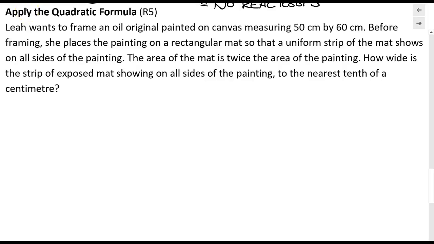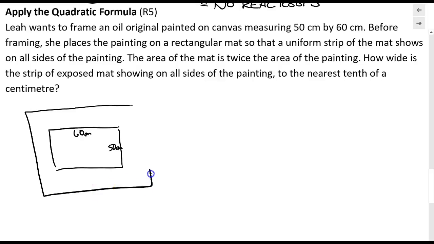R5 is kind of integrated into all of our lessons here, so we're going to apply it again. Leah wants to frame an original oil painting on canvas measuring 50 centimeters by 60 centimeters. So again, I'm very visual. I'm going to draw this out. So it's going to be 50 centimeters by 60 centimeters. Before framing, she places the painting on a rectangular mat so that a uniform strip of the mat shows on all sides of the painting. So she's placed it on another mat. So this is my painting.